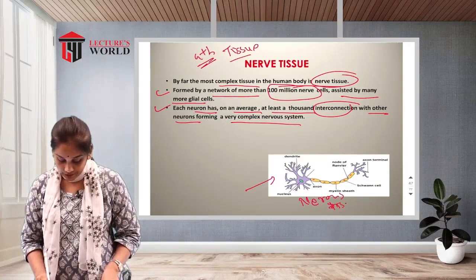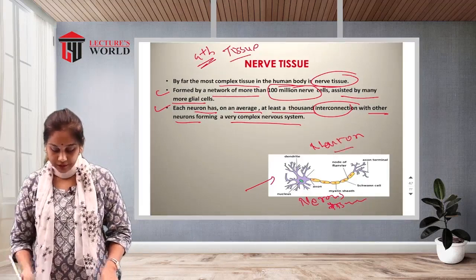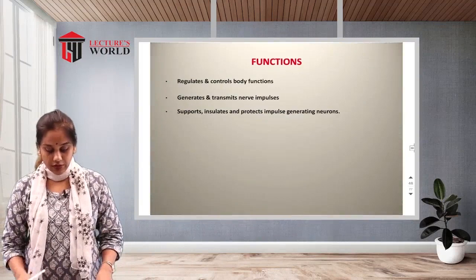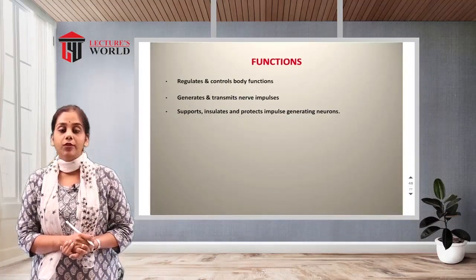Okay, see, this is an example of nerve tissue, or we can say neuron. So what is the function of the nerve tissue? It regulates and controls the body function.